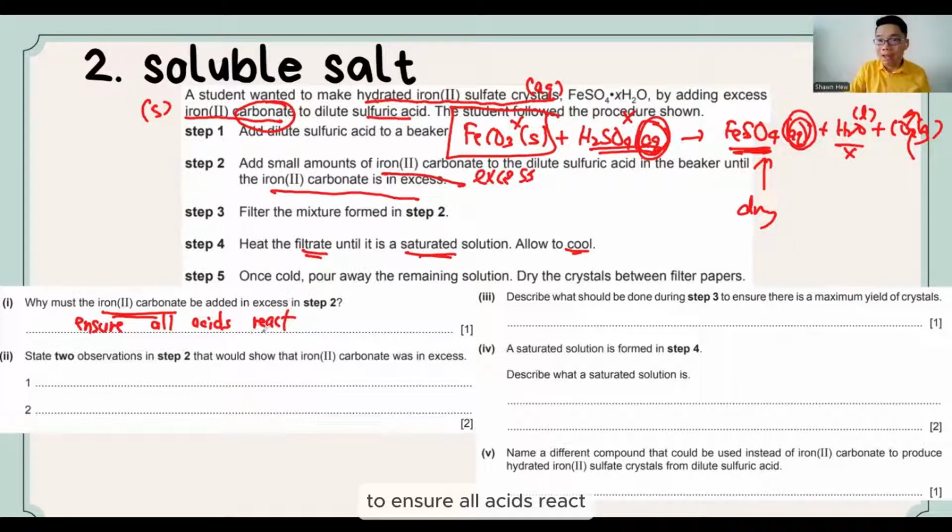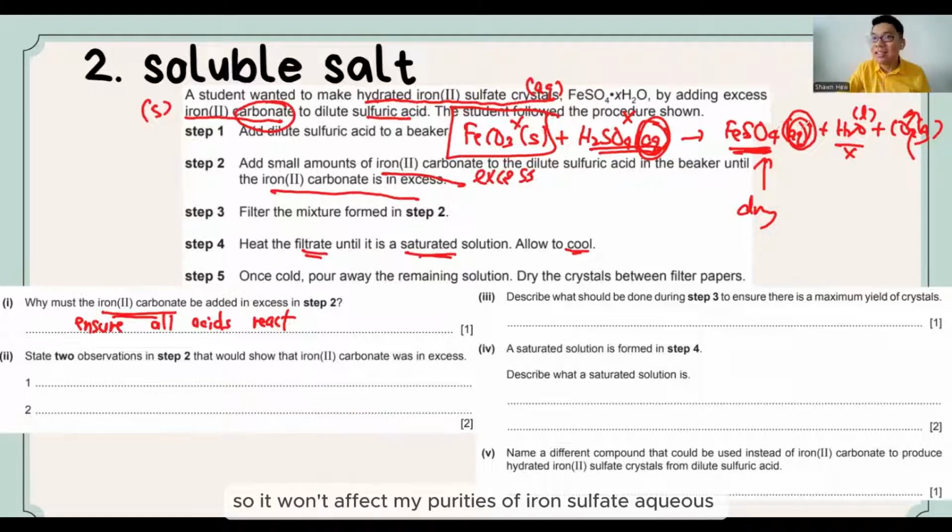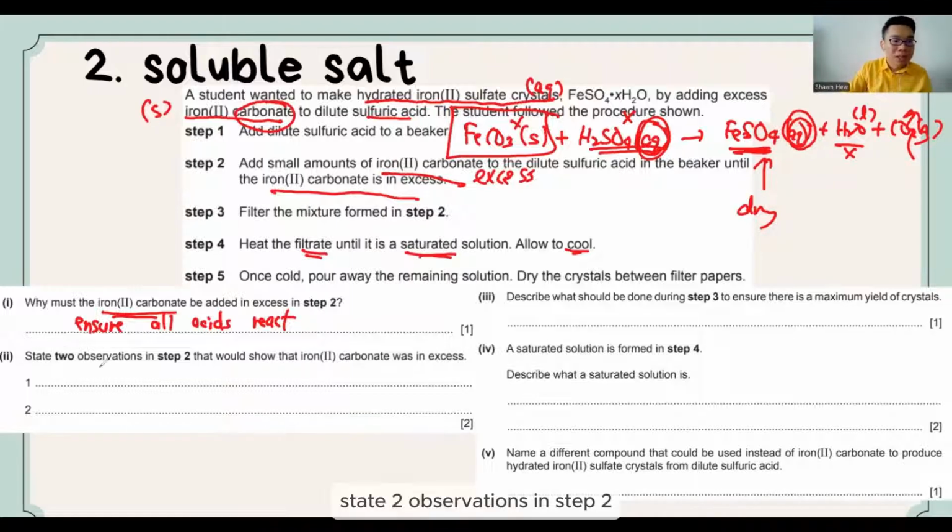To ensure all acids react, so it won't affect the purity of the iron sulfate aqueous. Step 2 observation: to show that iron carbonate is in excess. So if this is in excess, it means that the acid is already fully used up.